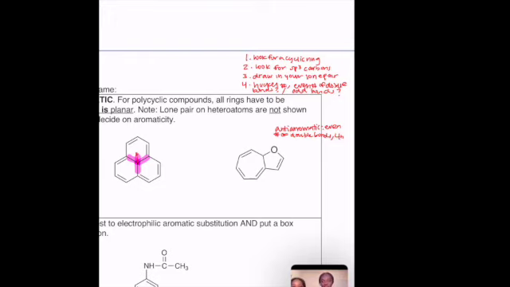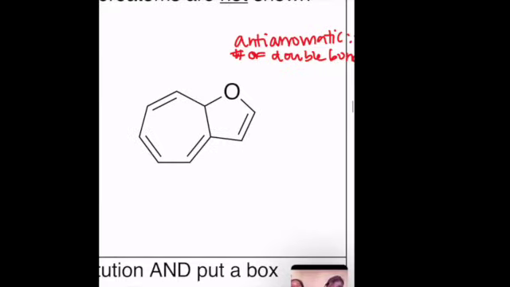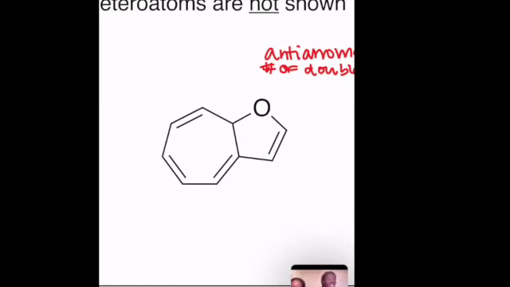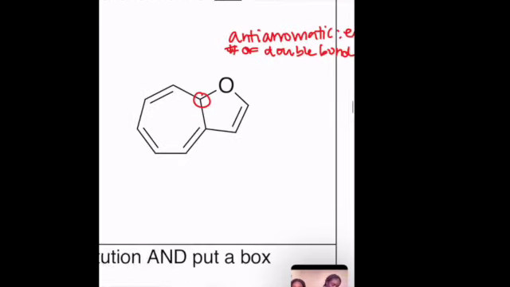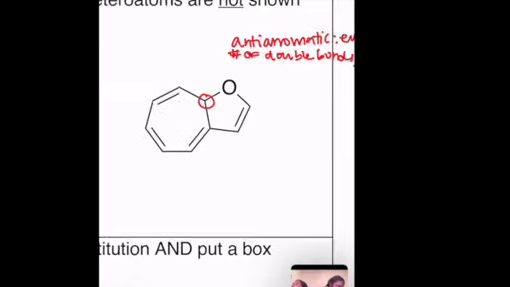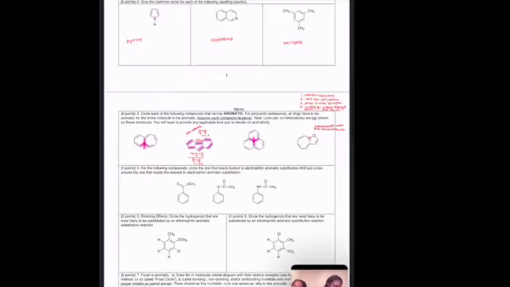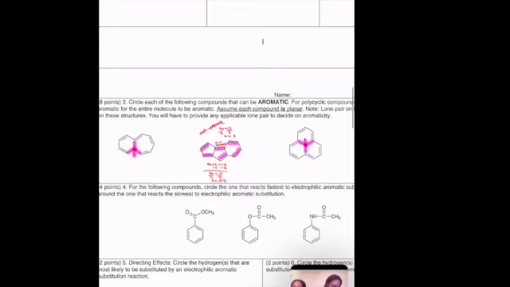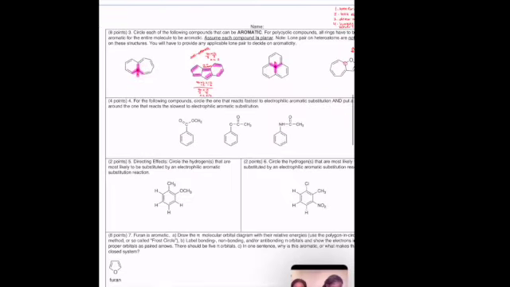Okay. Look for sp3 carbons. Is there sp3 carbons anywhere? Yeah. He made these too easy for y'all. It's a lot of sp3 carbons. That's not usually how it'll go on the exam. Be prepared. So right there we have sp3 carbons. So we can assume this is non-aromatic. So basically, none of these are circled.